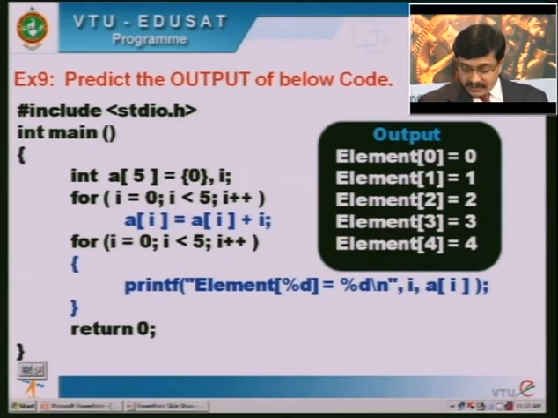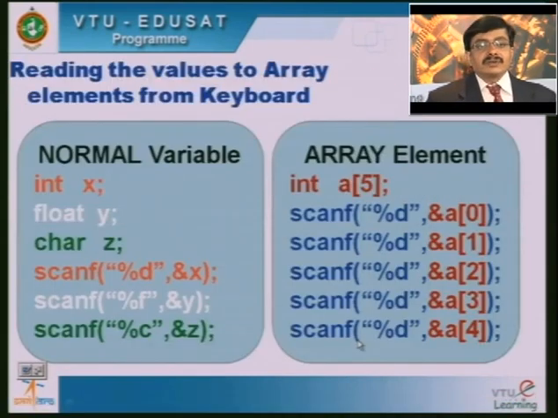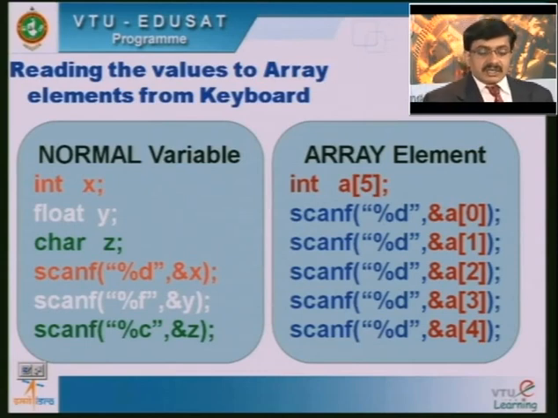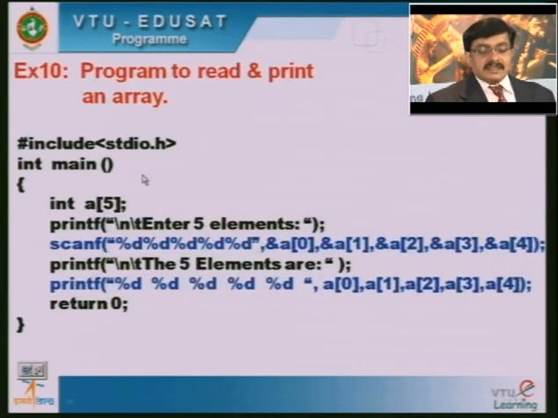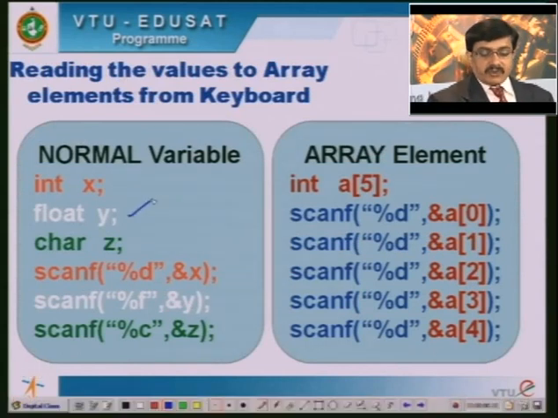Now, if you want to read the elements of an array through the keyboard, that is from the console input, this will be similar to how we access a normal variable using the keyboard. Say for example, I have declared int x, x is a variable of type integer, y is a variable of type float, and z is a variable of type character.